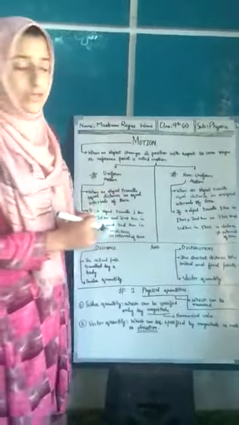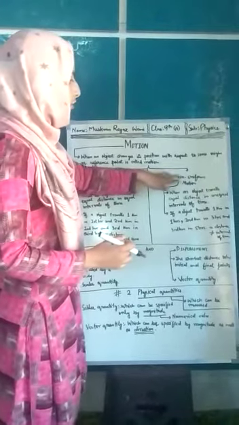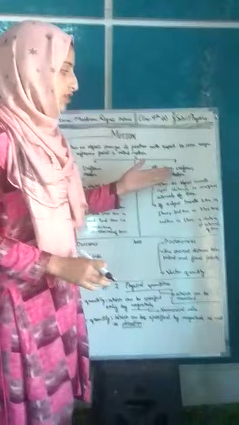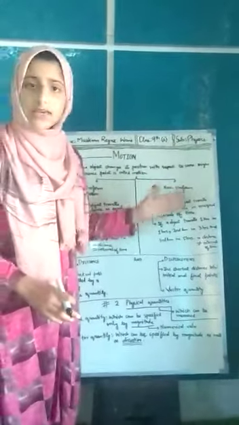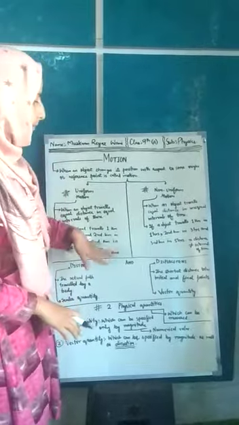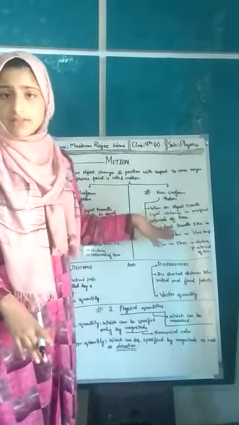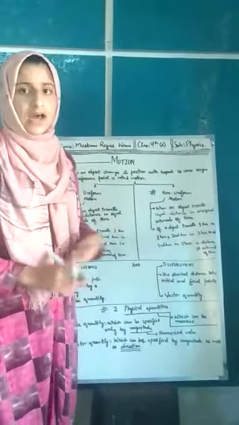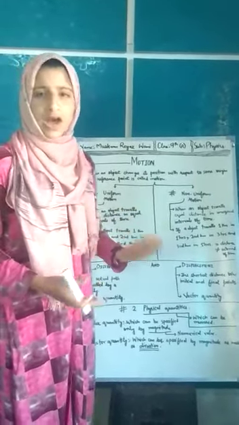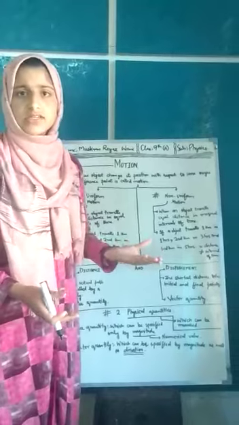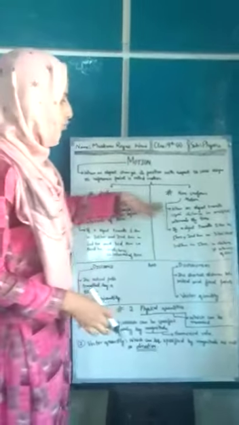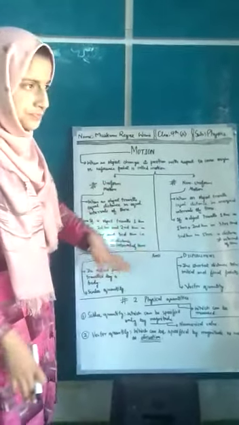uniform motion. But on the other hand, if we take a non-uniform motion, what is non-uniform motion? When an object travels equal distance in unequal intervals of time, it is to be called as non-uniform motion. For example, if an object travels 1 kilometer in first hour, 2nd kilometer in 3 hours, and 3rd kilometer in half hours, it travels equal distance but in unequal intervals of time. So it is a non-uniform motion.